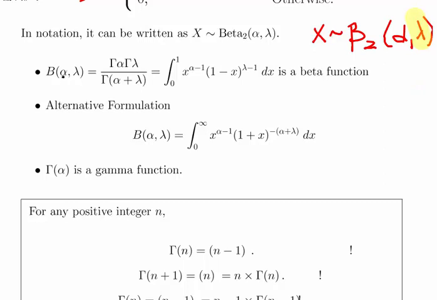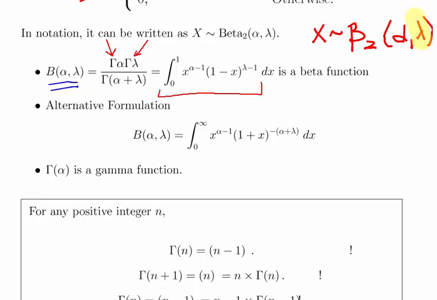Anyway, the beta function of alpha and lambda can be expressed as a combination of the gamma functions: the gamma function of alpha times the gamma function of lambda, multiplied out and divided by the gamma function of alpha plus lambda. Typically we could also express that as an integral from 0 to 1 of x to the power of alpha minus 1 times 1 minus x to the power of lambda minus 1 dx.